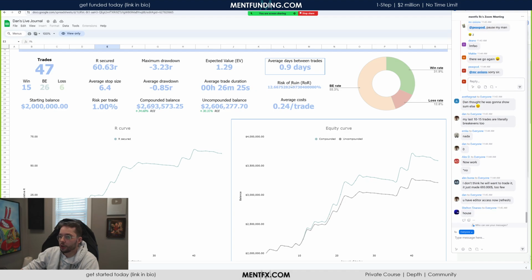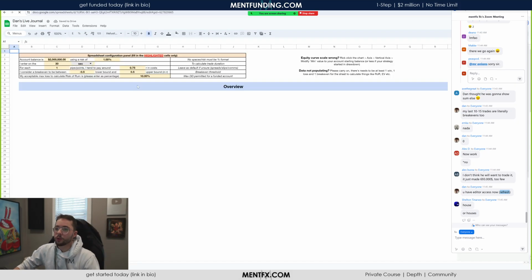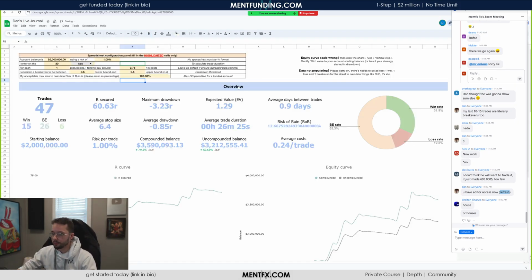Now, again, the risk of ruin goes up, of course, just due to the fact that you have editor access now. Refresh. Okay, nice. So the risk of ruin, of course, has gone up. But again, if he's trading his own account, then he's perfectly fine in regards to the risk of ruin. So I just want to remind you of that.